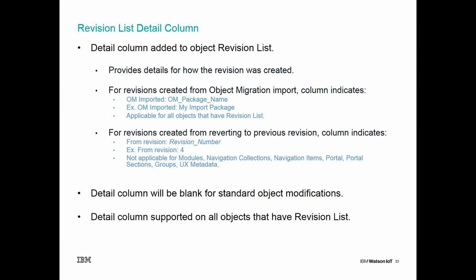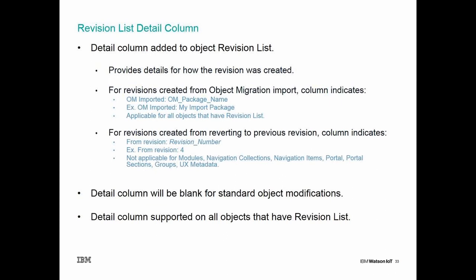So the revision list detail column. This is a new column added to the object revision lists, which indicates where the revision was created from. If the revision was created from an object migration import, this column will indicate OM imported and then the package name. So for example, the column will say OM imported my import package, if that's the name of the package. This is supported on all objects that have a revision list.